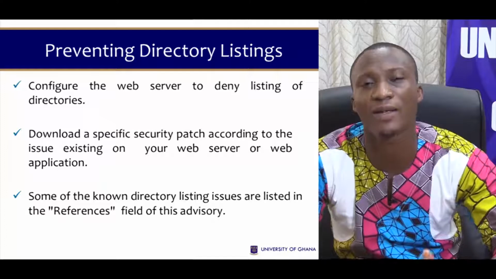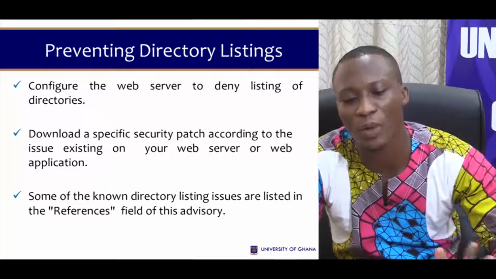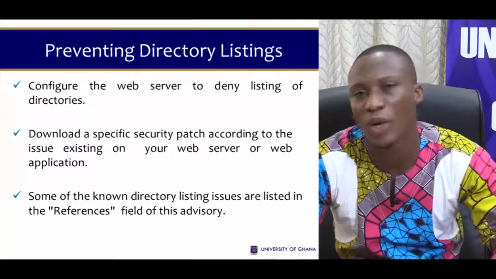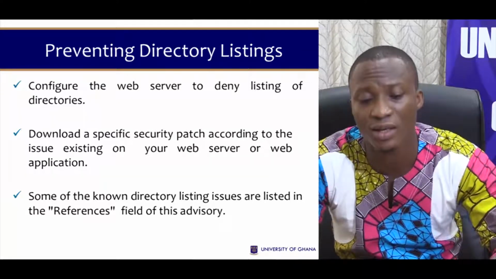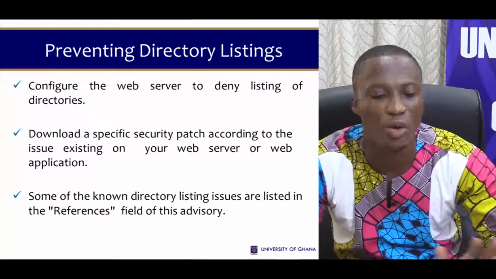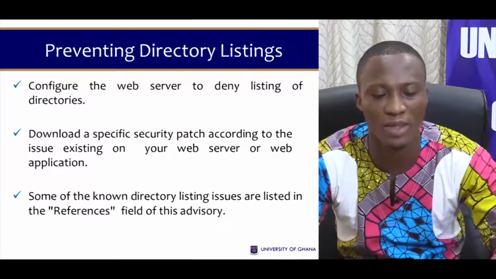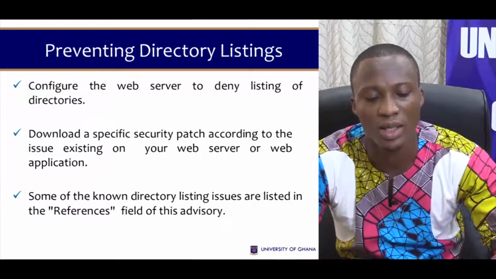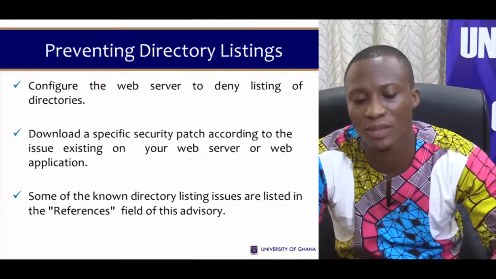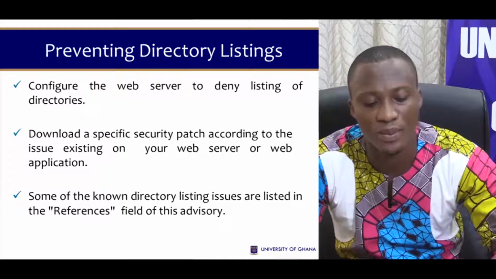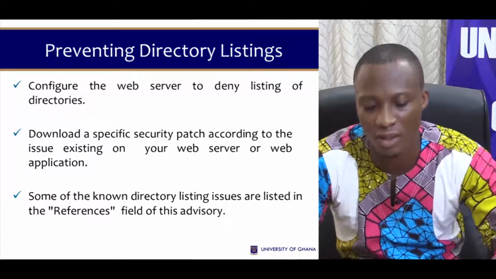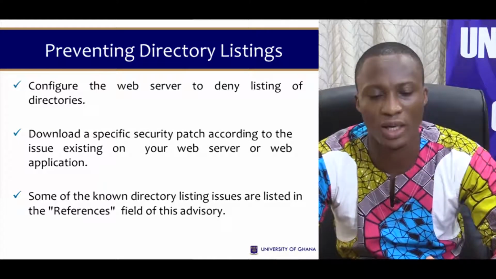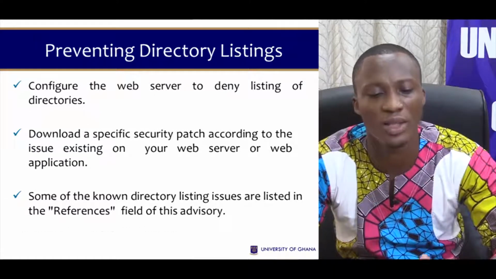How do we prevent directory listings? We need to configure the web server to deny listings of directories. We can also download specific security patches according to any issue we are facing with regards to the web server or web application. Then some of the known directory listings issues are listed in the references field of the advisory. Once we have that, we can be able to prevent directory listings.